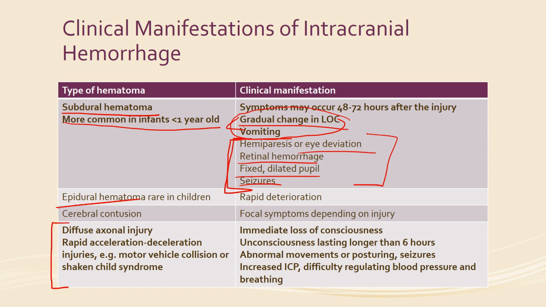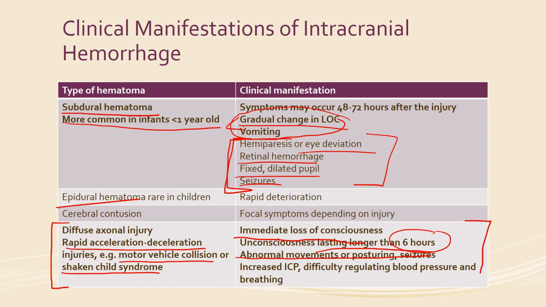Diffuse axonal injury has some kind of rapid acceleration, deceleration, right? This is important for kids because motor vehicle collision is a big deal in kids, and shaken child syndrome is a huge deal in little infants, right? So basically you get immediate loss of consciousness and this really, really long LOC, over 6 hours. This is insane. This is a long time to have loss of consciousness. Anything like that is a severe, severe problem. Any kind of abnormal movements, posturing, seizures, of course.